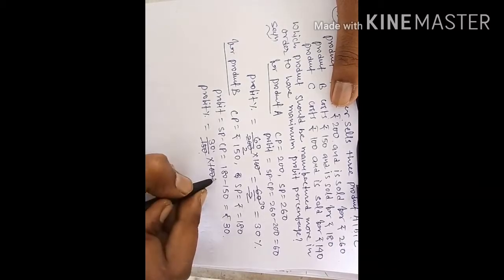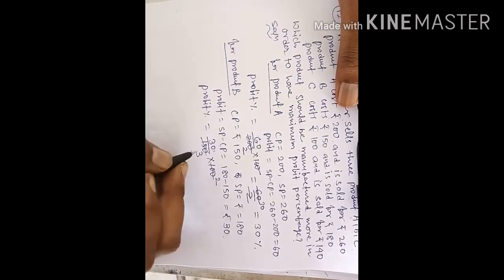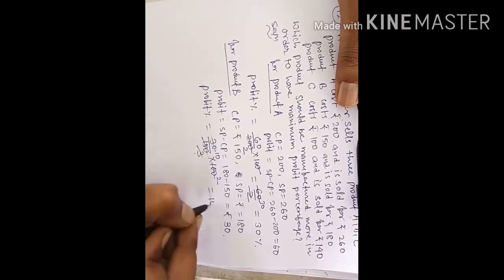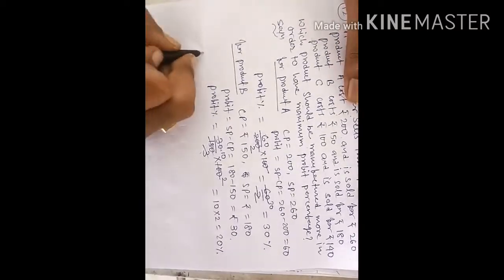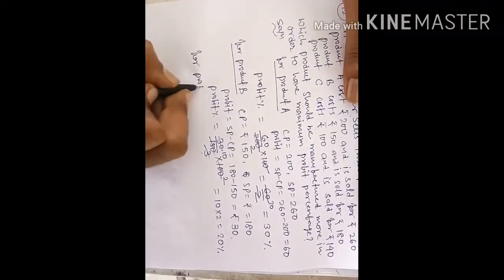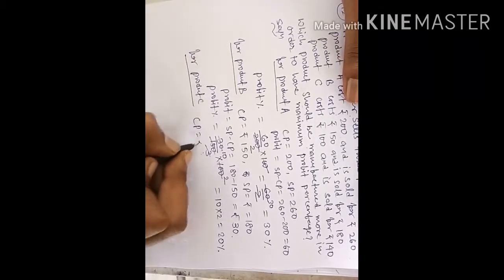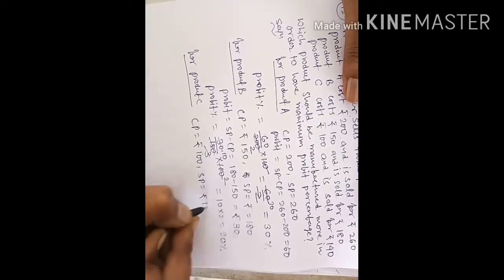So cancel 100 with 50 in 2 times and cancel 150 with 50 in 3 times. Again 3 cancels with 30 in 10 times, so we get 10 into 2, that is 20%. And for product C, the cost price is rupees 100, selling price is rupees 140.